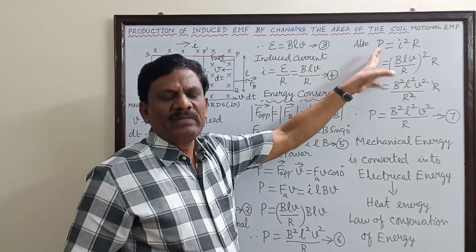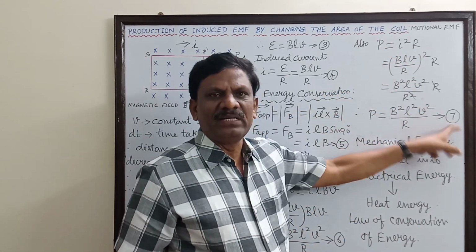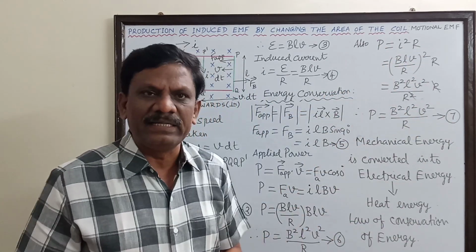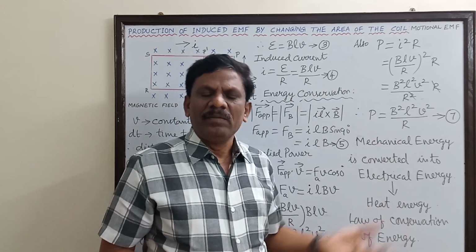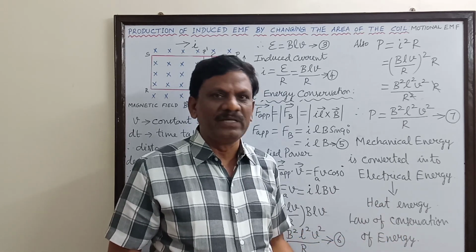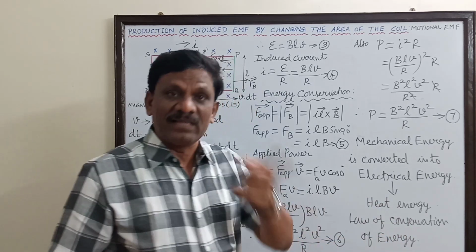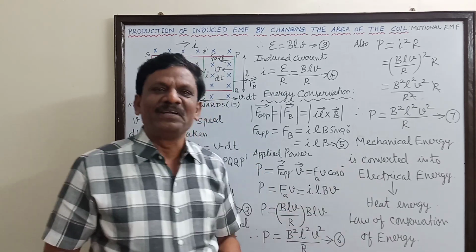Then also from the definition of electric power, P is what? I square into R, we get equation 7. Equating these two, we have proved that the mechanical power is equal to what? The electrical power. Therefore, the mechanical energy spent to move the conductor must be equal to the electrical energy generated in the conductor due to the motional EMF. I hope you must have understood well. Fine.